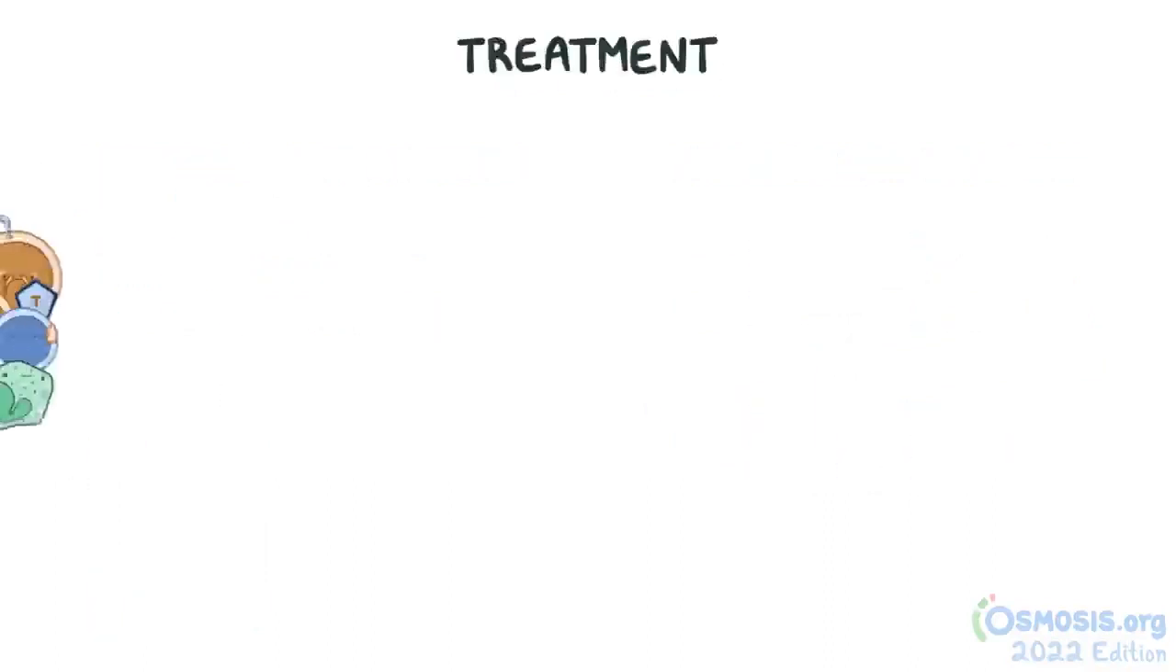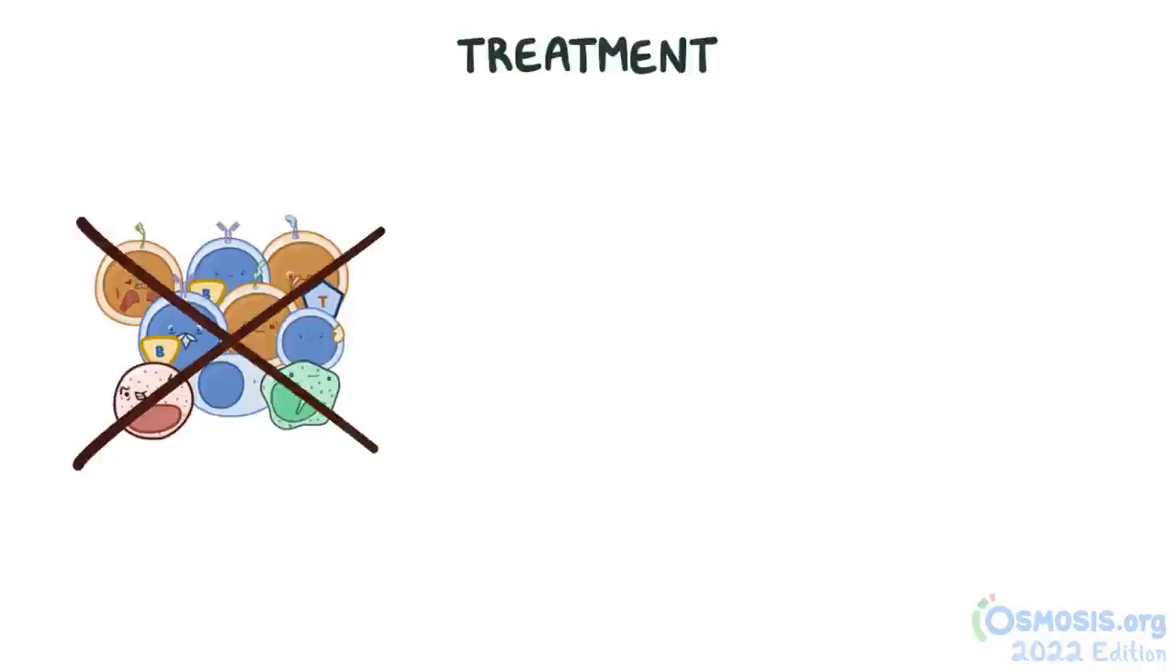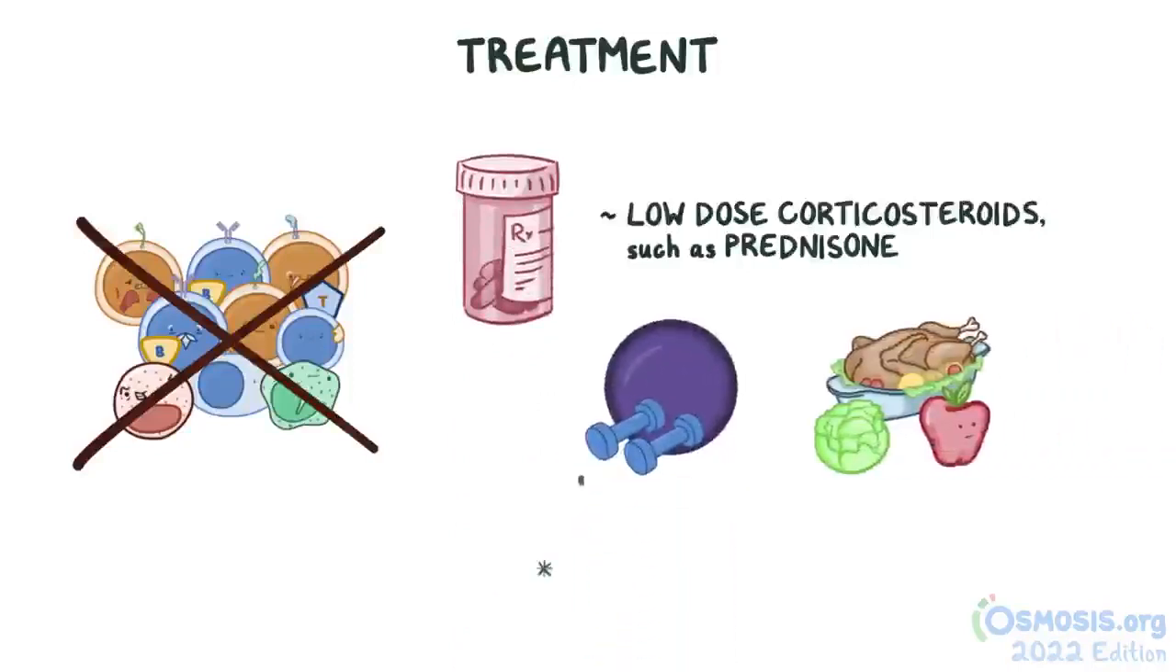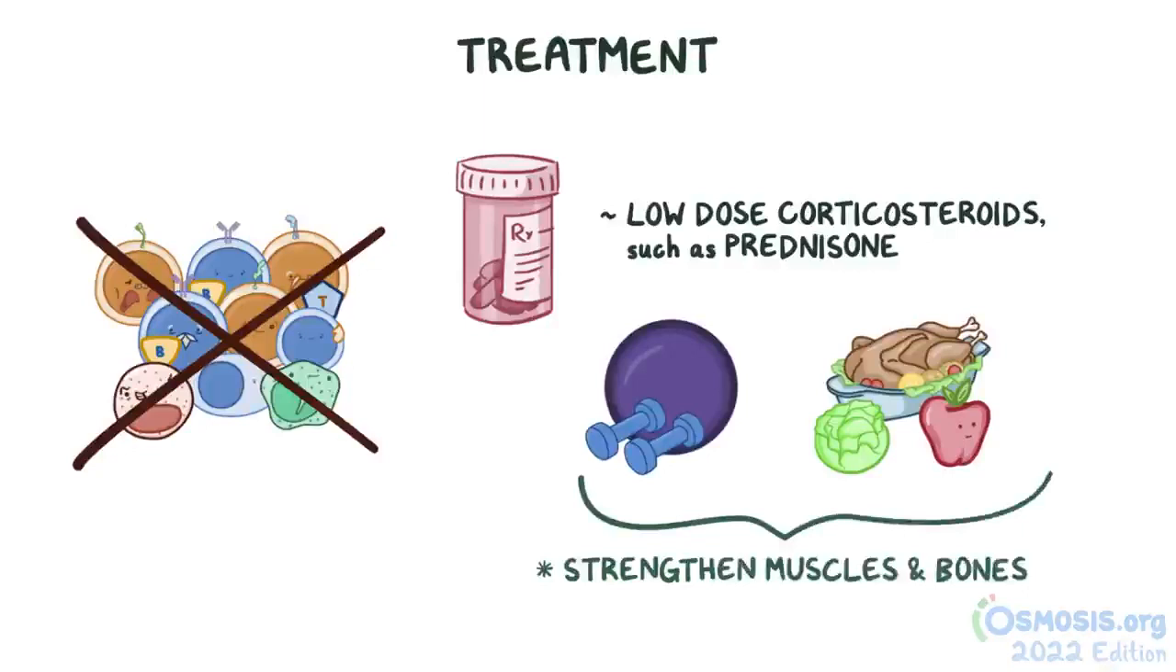Treatment of polymyalgia rheumatica focuses on suppressing the immune response, usually with low doses of corticosteroids, like prednisone. Specific exercises and a healthy diet can also help strengthen the muscles and bones, as well as improve flexibility of affected joints.